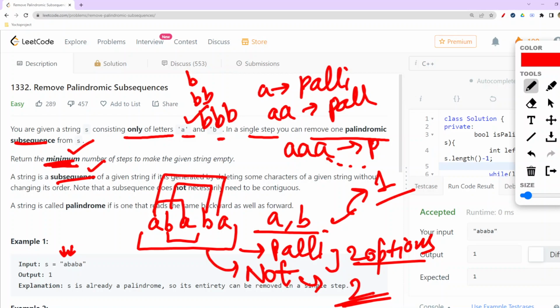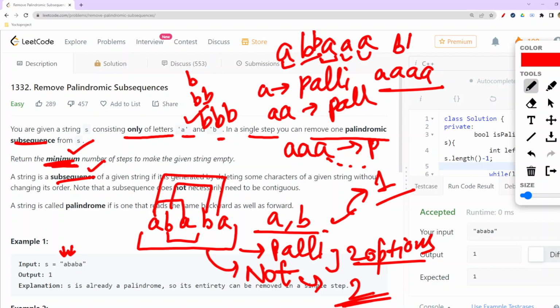And we are required to return the minimum. So rather than finding the possible combinations with each other, and since it is a subsequence only, we can find all the A's which are present, whatever else is there. They will form a single palindrome, and then all the B's will form another palindrome. So in this sense, there would be only two palindromes in the string if the whole string is not a palindrome.